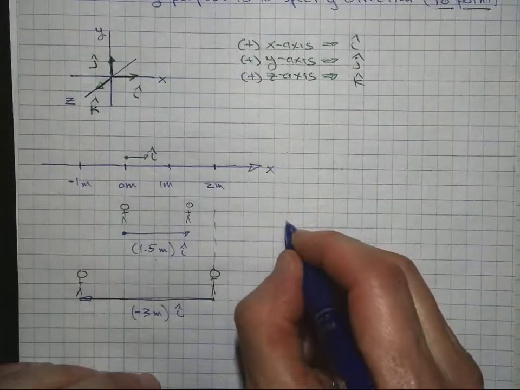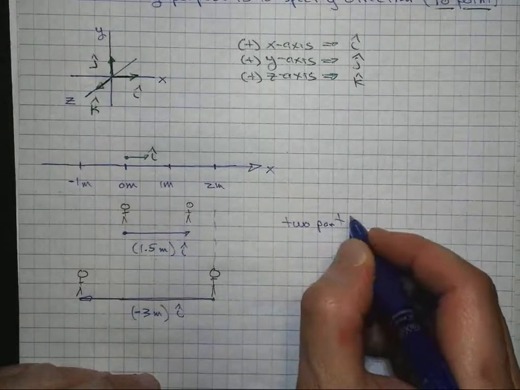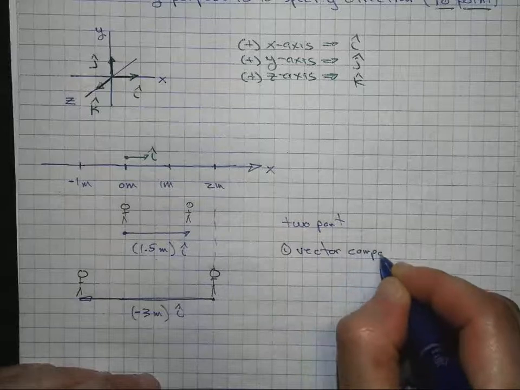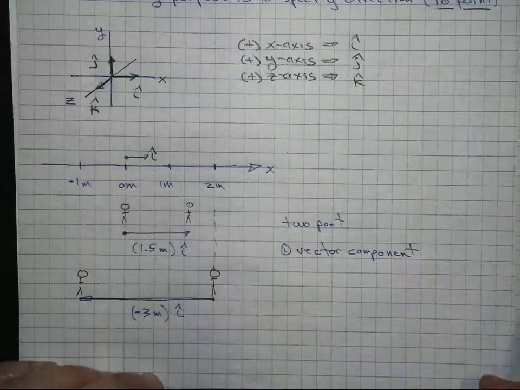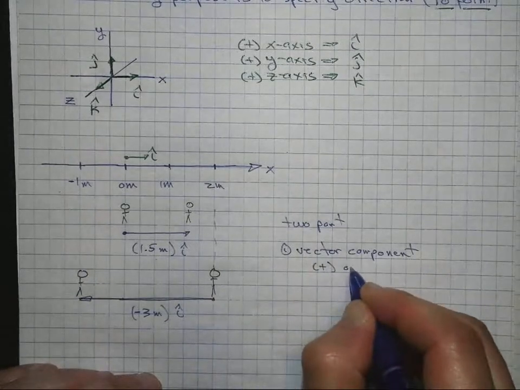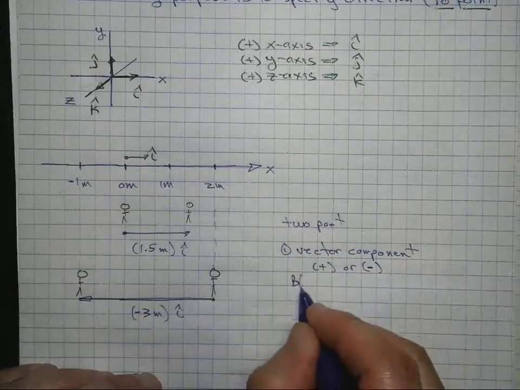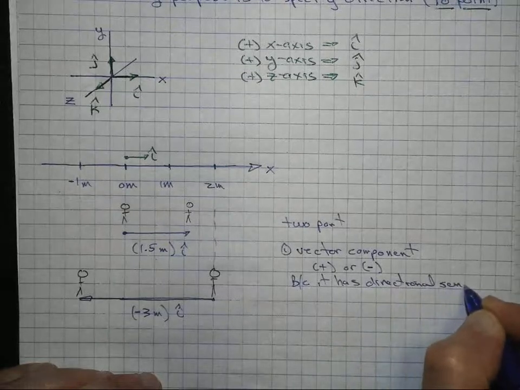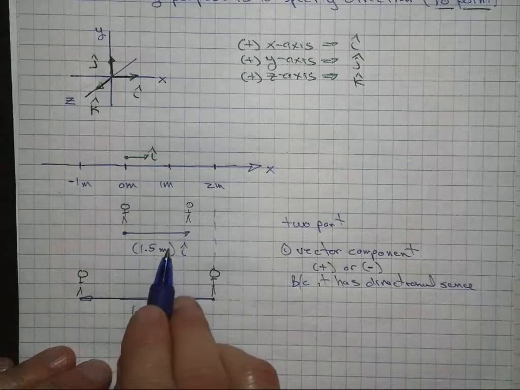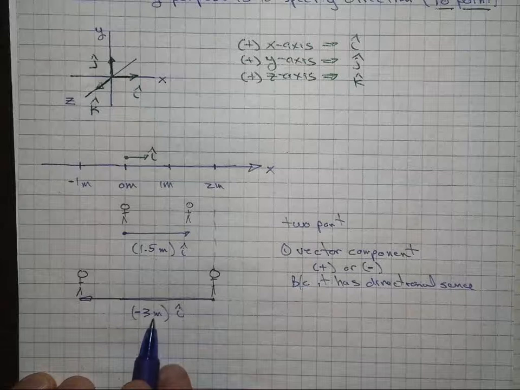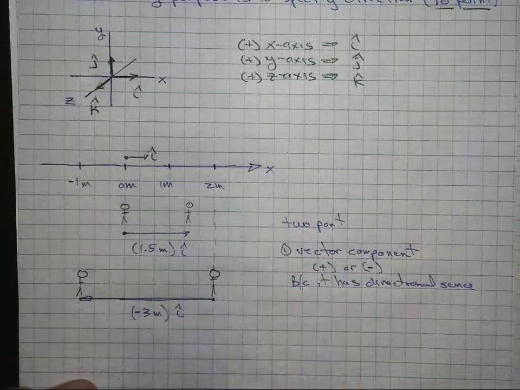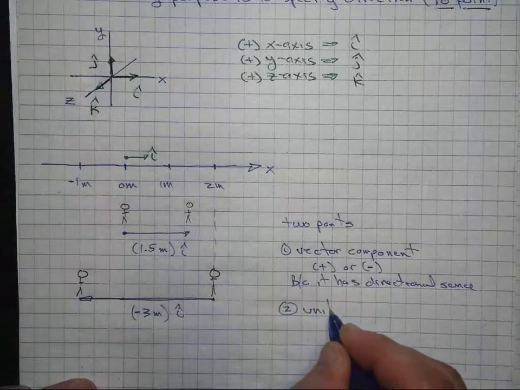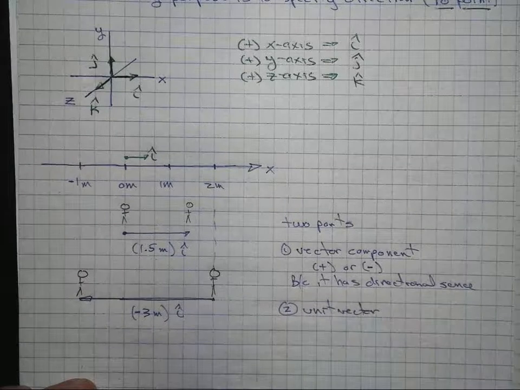So these vectors have two parts. Unit vectors have two parts. One, you have a vector component. Now we know what components are. We have x, y components, okay? In this case, the component is positive or negative because it has directional sense. And as you can see, this was positive 1.5 meters to the right. This one, its component was -3 meters, which was a displacement or walk to the left. Okay. The second part you have in this two-part scenario is the unit vector that tells you what axis you're dealing with: i hat, j hat, or k hat.